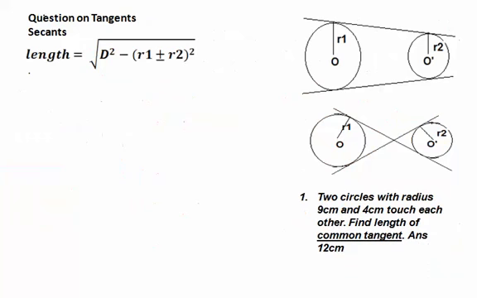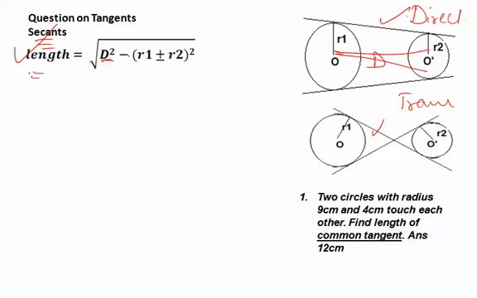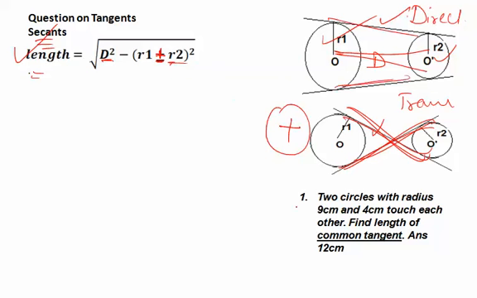In the next slide we discuss the questions on common tangents. This form is called direct common tangents, and these are transverse common tangents. You can directly use the formula to calculate. This is your d, the distance between the centers, minus r1, the radius of this circle, and r2, the radius of this circle. You always use the plus sign for the transverse tangent and always use the minus sign for the direct tangent. So let's solve a question.